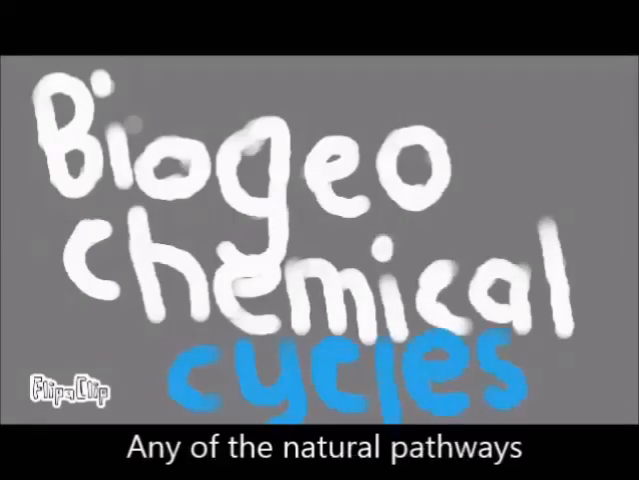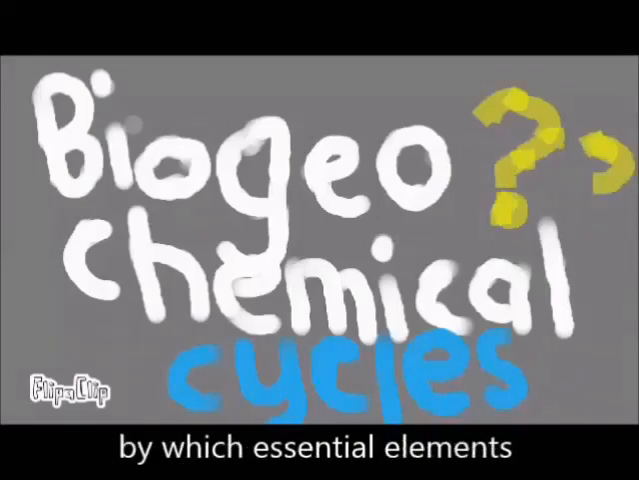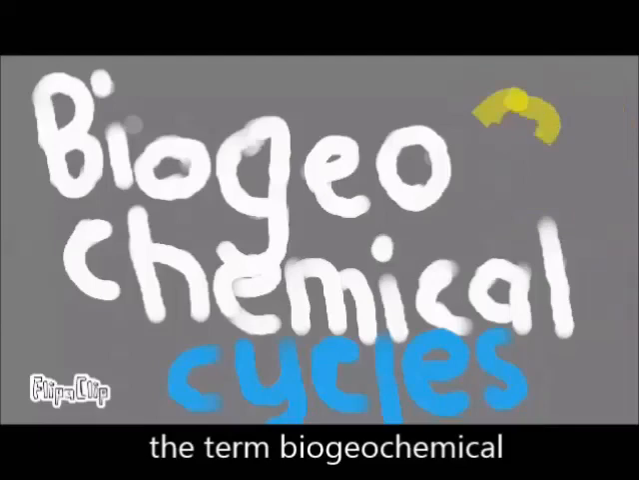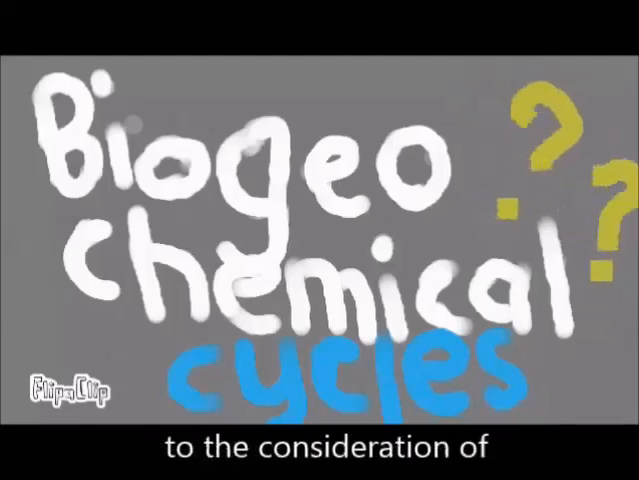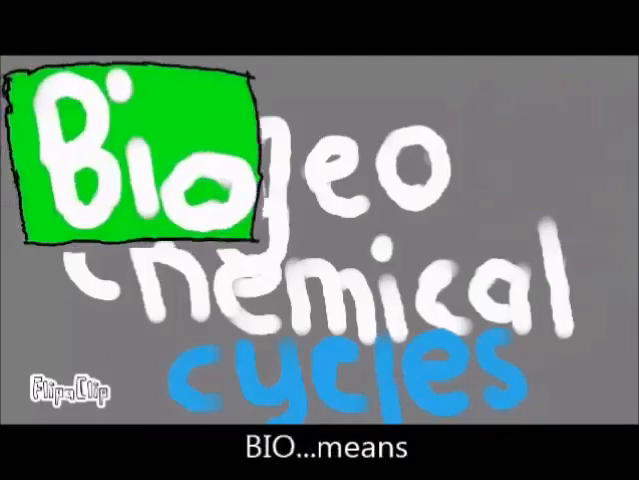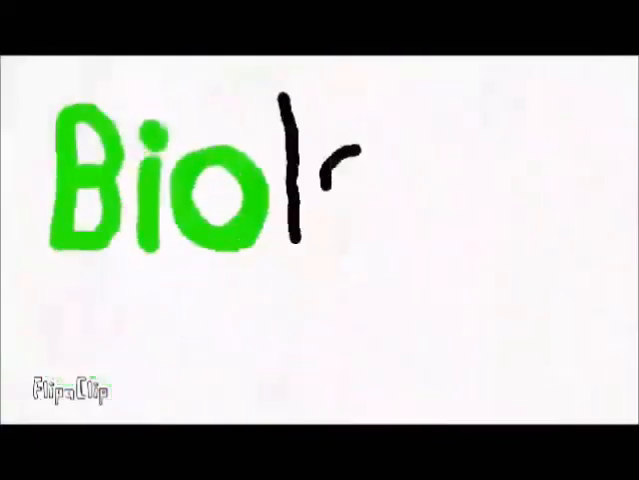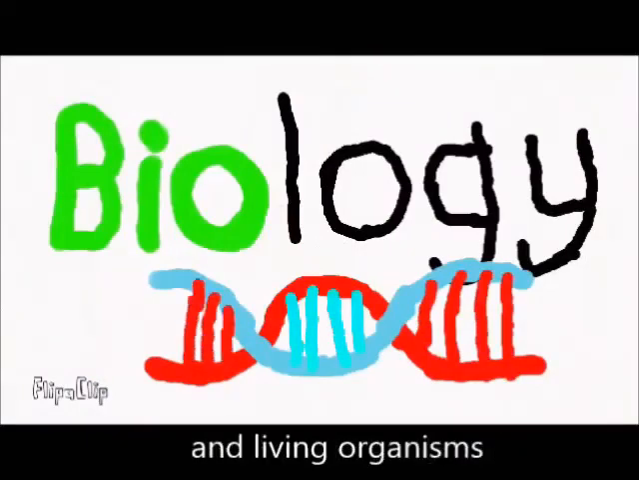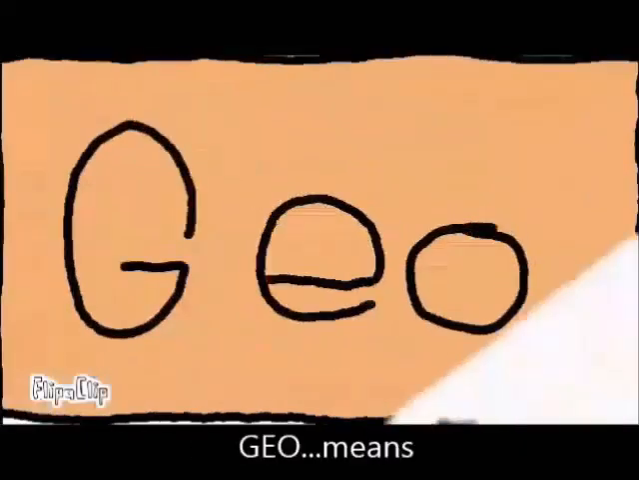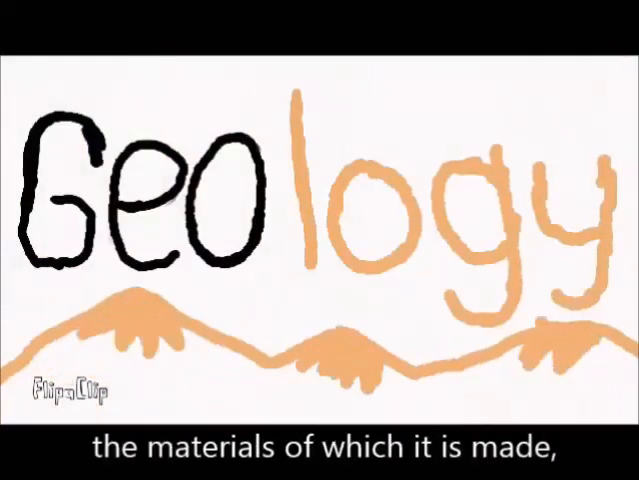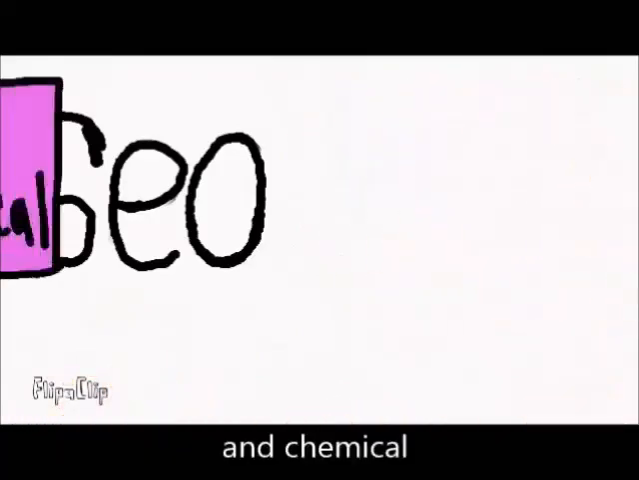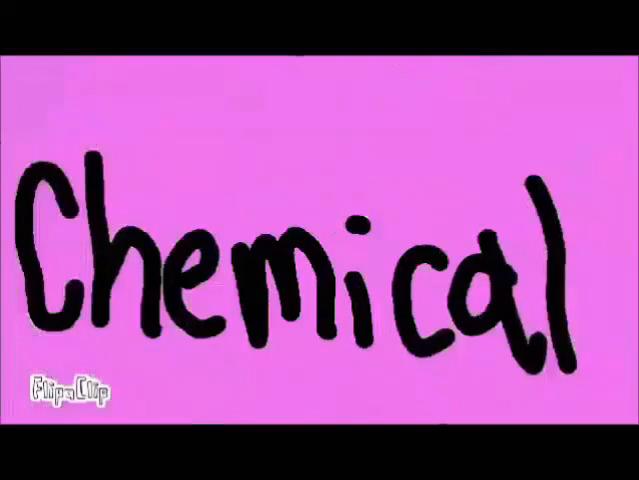Biogeochemical cycle: any of the natural pathways by which essential elements of living matter are circulated. The term biogeochemical is a contraction that refers to the consideration of bio, meaning biology, a natural science that involves the study of life and living organisms. Geo means geology, the study of the earth, the materials of which it is made, the structure of those materials, and the processes acting upon them, and chemical aspects of each cycle.